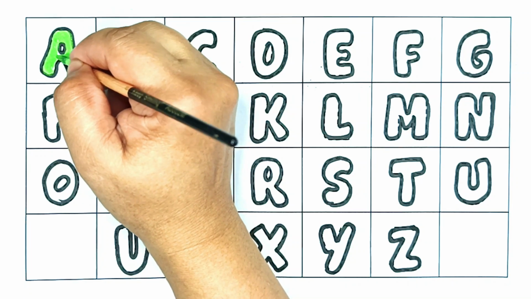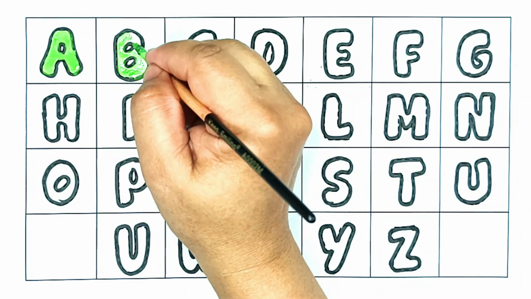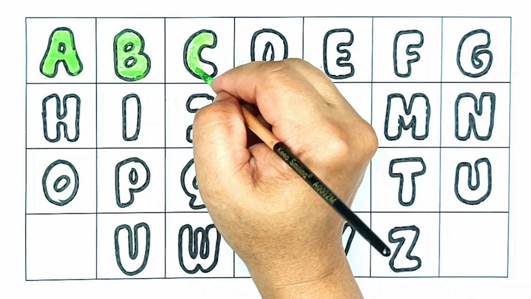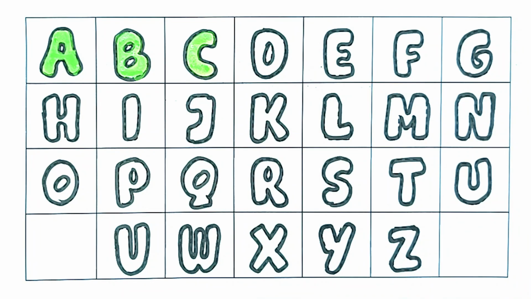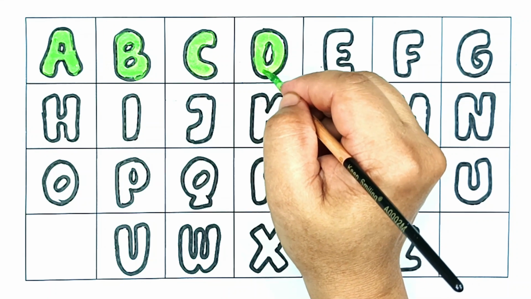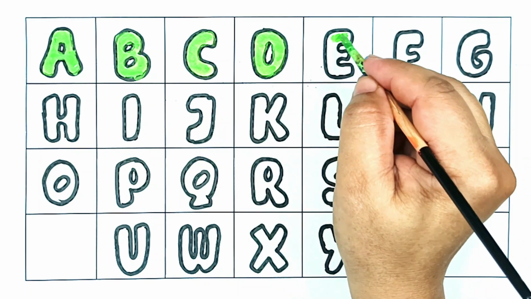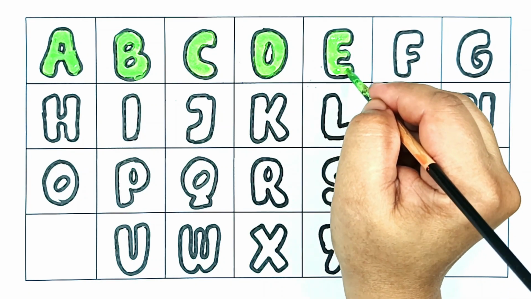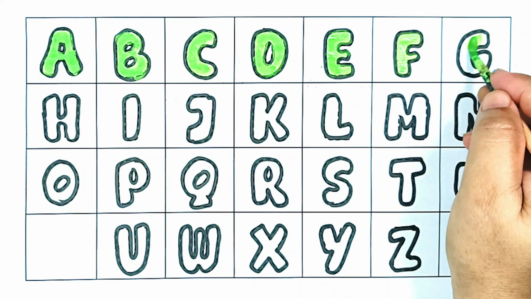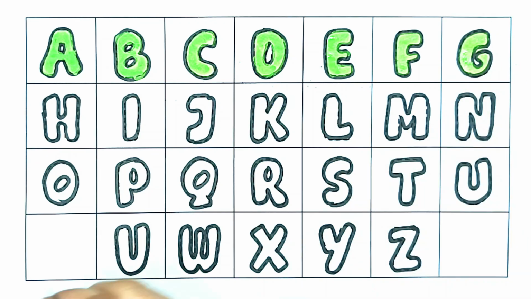A for apple, A for apple, B for ball, B for ball, C for cat, C for cat, D for doll, D for doll, E for egg, E for egg, F for frog, F for frog, G for glass, G for glass.